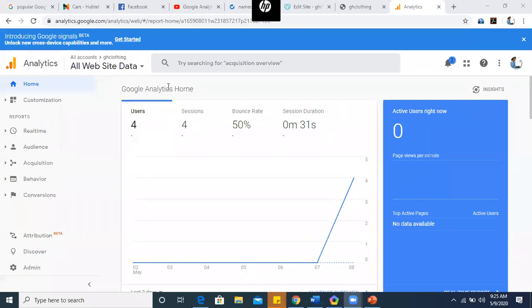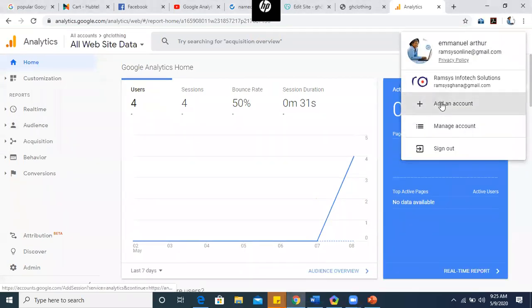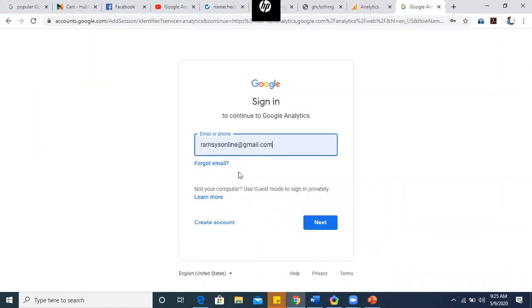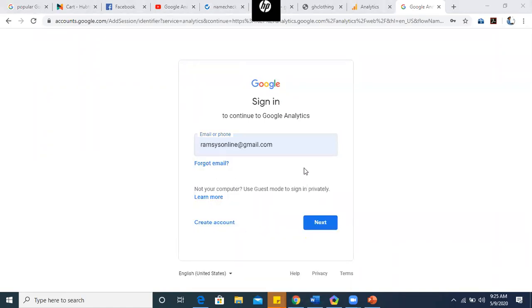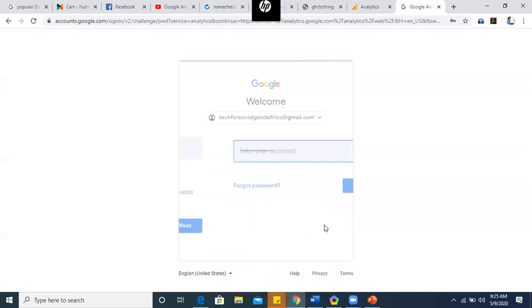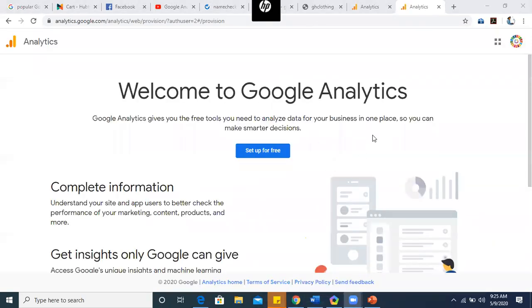So what do I do? Let me sign in with an account. I come in and I sign in. I want to add an account. Maybe let me use a different account. Give me a minute, sorry. Once I sign in like this, this is a fresh account that I created with Google Analytics.